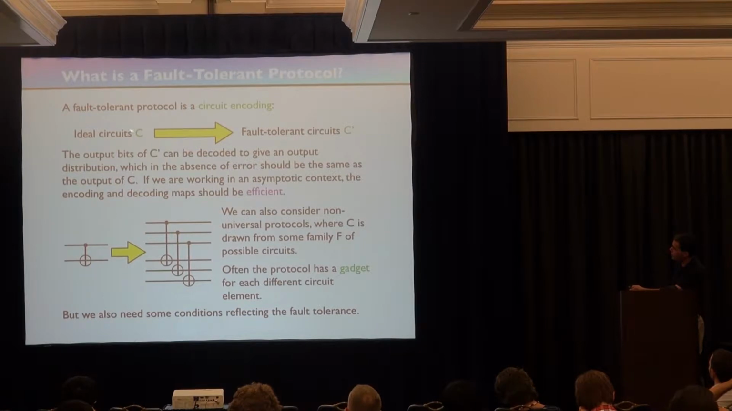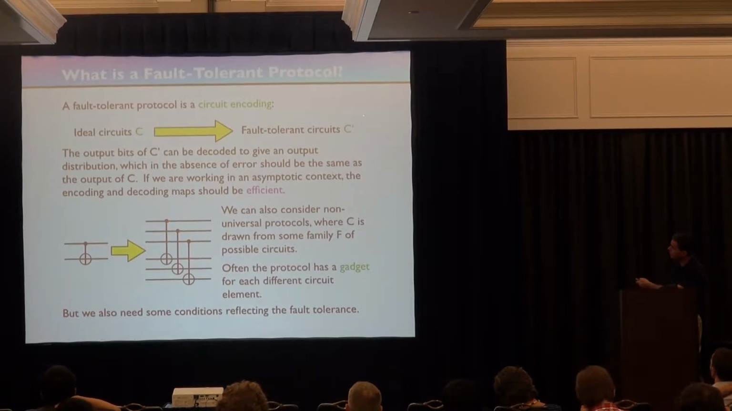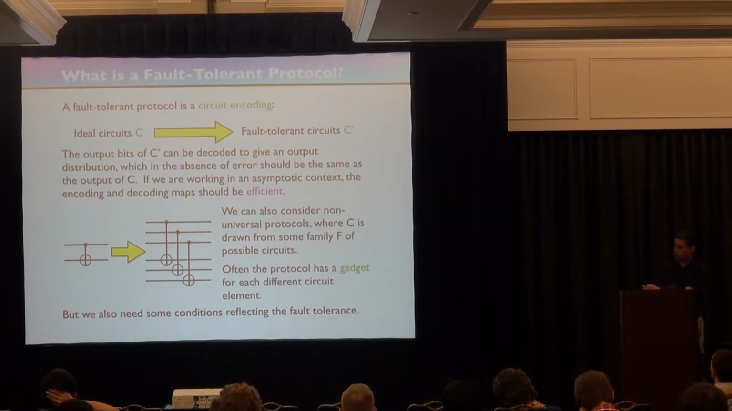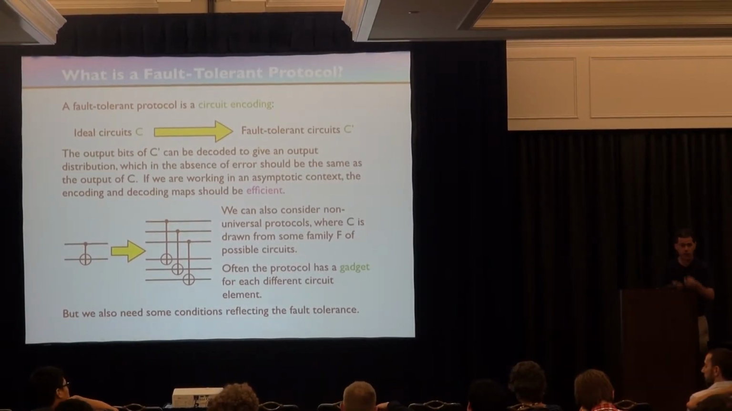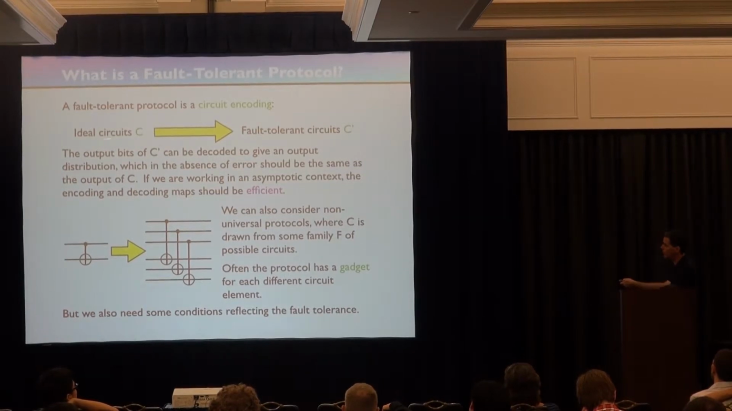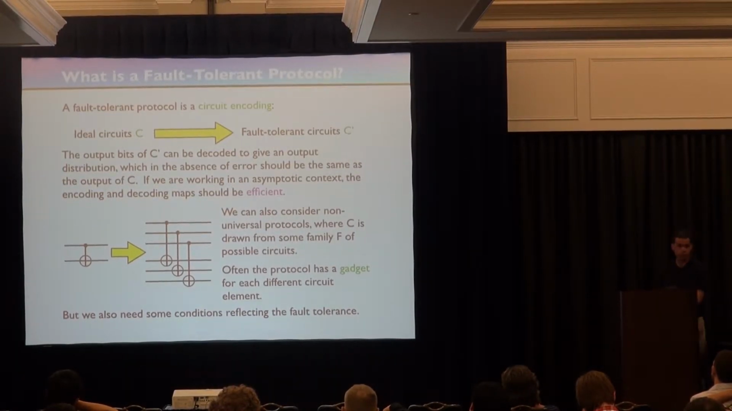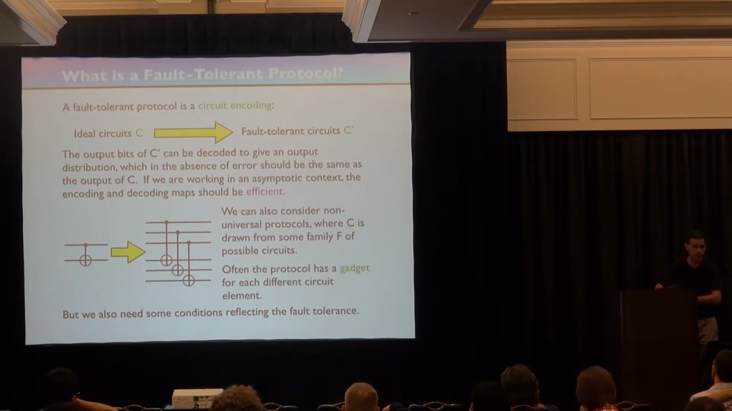And we want to say that these two circuits are kind of the same, right? This is an encoded version of this because there should be some decoding map where when you make a measurement at the end of the circuit, you get some classical distribution, and then you can decode it into an output distribution that's the same, or at least very close to the output distribution of the original circuit C. Okay?